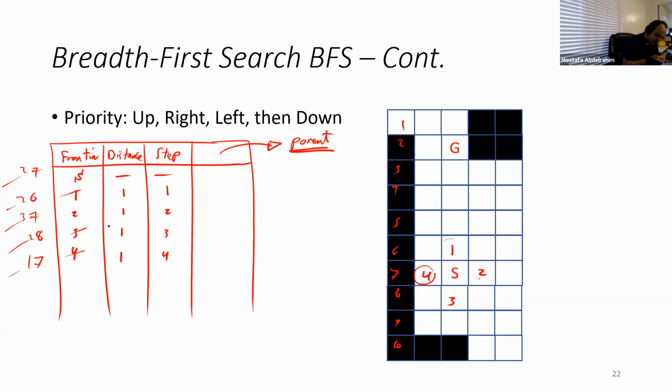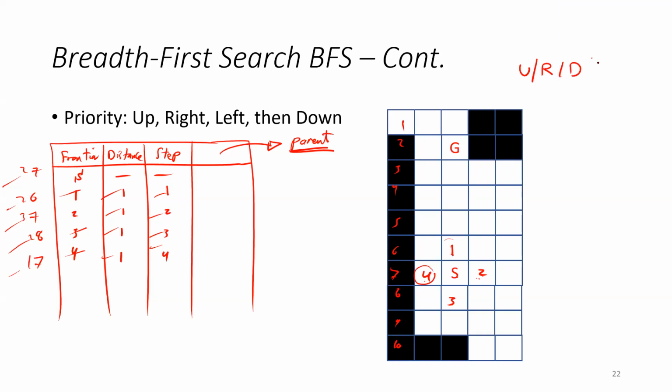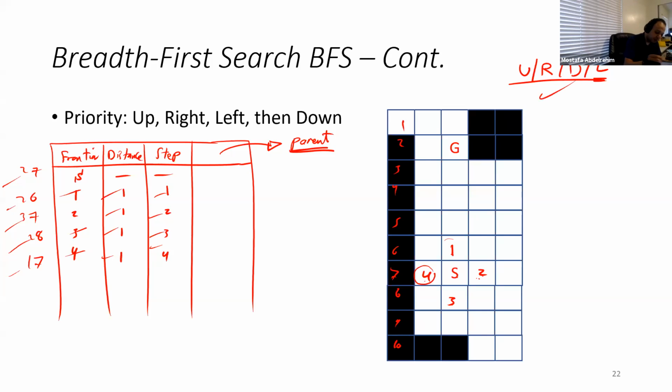The distance is 1. This is clear. The step is 1, 2, 3, 4 because I discovered this and this and this and this. I'm sorry, this should be 3. So assume here it's up, right, and down, left. That's fine, this is up to you. Then the parent here is the node that discovered those new nodes. What is the node that discovered this new node? It's actually the starting node, which in that case should be 27.